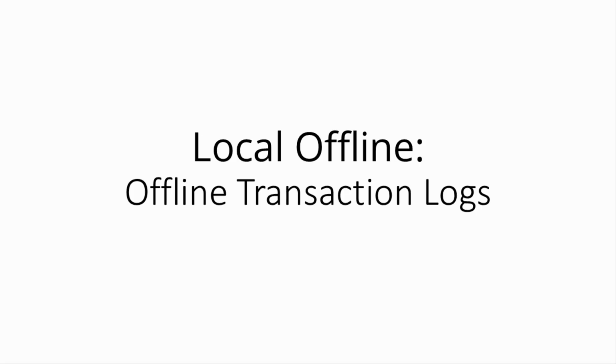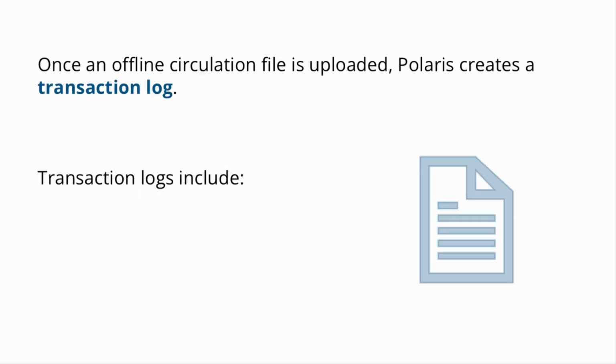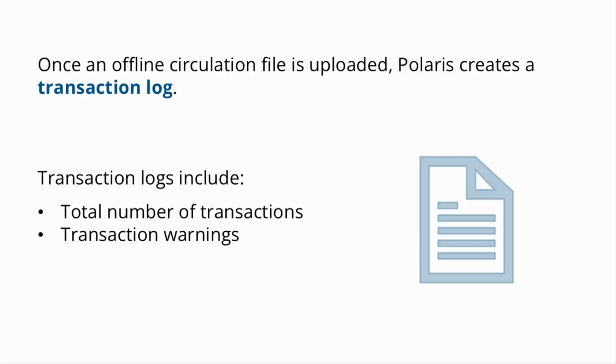This video reviews how to access and view offline transaction logs. Once an offline circulation file is uploaded, Polaris creates a transaction log that includes the total number of transactions in the offline file and details any transactions that had warnings or errors.